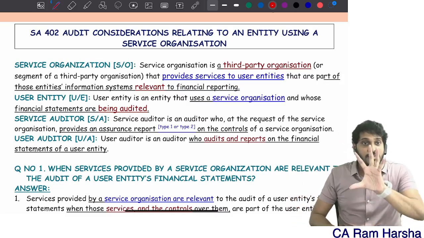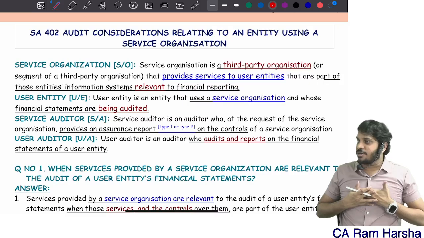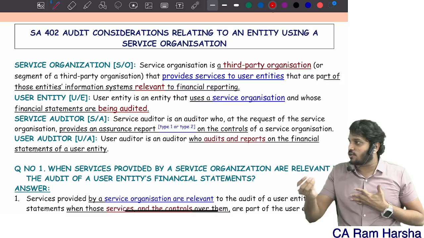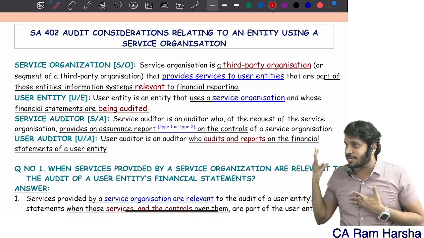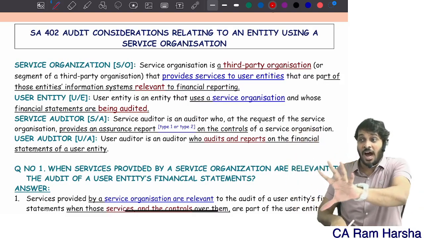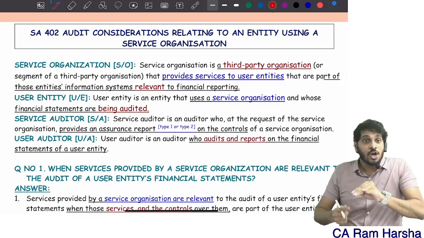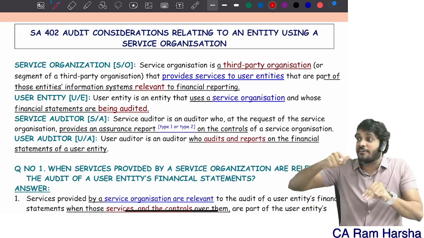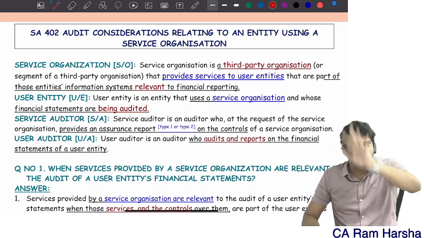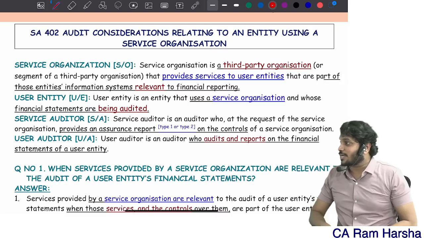Now, for whom which standard is applicable? I am the auditor of Hindustan Unilever, which is outsourcing some activities to Amazon, or to ADP Incorporation, who have given a service auditor report. How to use that service audit report so that your overall objective of expressing an opinion on financial statements will be smooth, that's what 402 says. What does 3402 say?